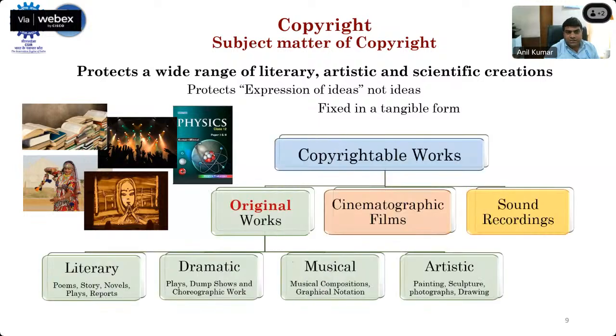Okay. So now the next tool that we'll be discussing under the intellectual property rights system is copyright. Basically, copyrights protect a wide range of literary, artistic, and scientific creations. When we talk about literary creations, they may include poems, stories, novels, plays, and reports. Likewise, artistic items may include paintings, sculptures, photographs, or drawings. And when we talk about scientific creations, they may include software. So software is basically a copyrightable subject matter. Copyright also protects dramatic and musical compositions apart from cinematographic films and sound recordings.